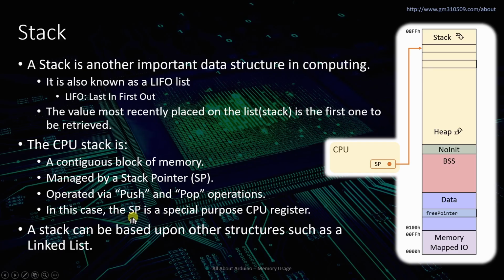And in this case, the SP or the stack pointer is a special purpose CPU register that's designed to work with those instructions and help maintain the stack. And as I say there, a stack can be based upon other structures such as the linked list. So you could use different structures to create this LIFO list. All right, so there's our architecture diagram. So we have the CPU. It's got a specific register called the stack pointer, and basically that points to, in the case of AVR, the next value that we're going to use for the stack.